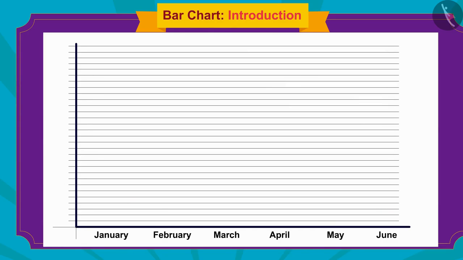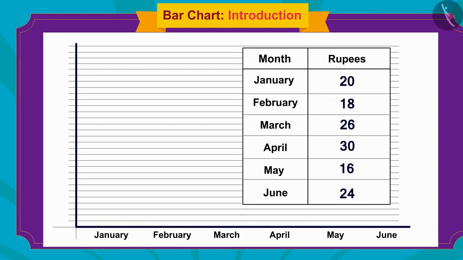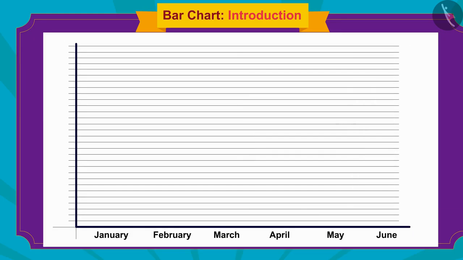Then, in order to determine the interval between the two numbers on the vertical line or the scale of the chart, he found the largest number in Bunny's table, 30. So, he wrote down the numbers from 1 to 30 equally spaced on the vertical line.